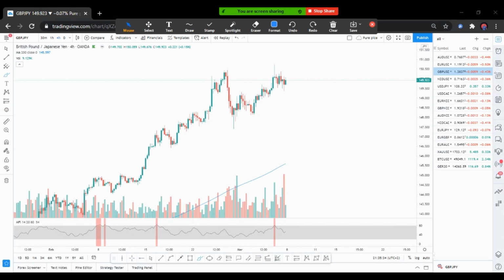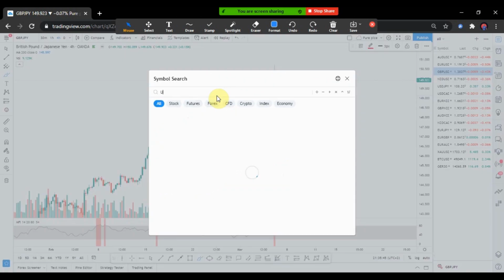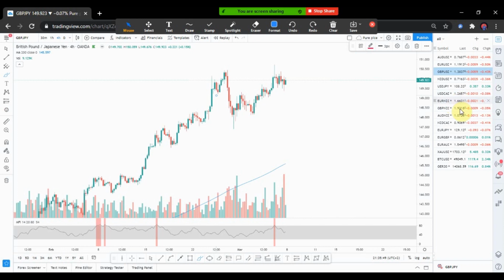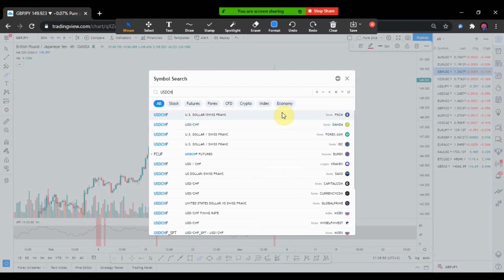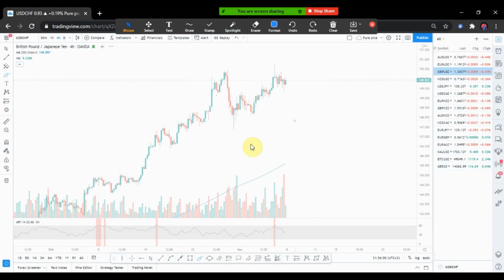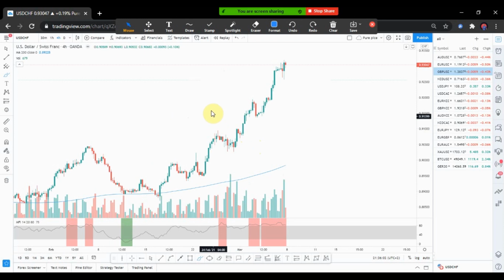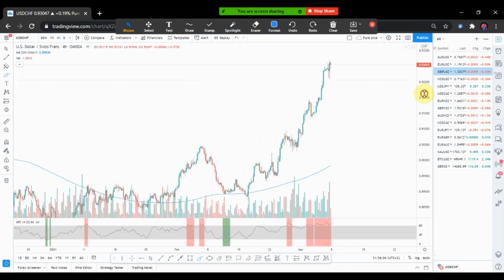Something interesting to look at is USD CHF. Let me jump to it. We are going to go even on VIX. Let me just jump. But I have it in my watch list. What am I doing? Where is it? I don't have it. Wow, that's bad. USD CHF.